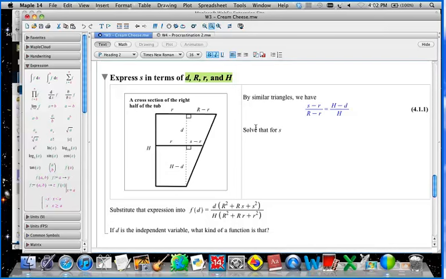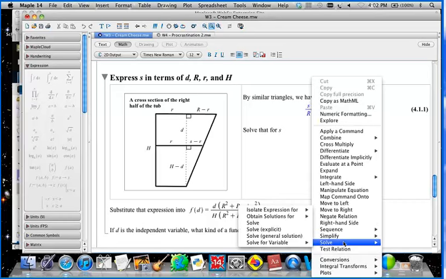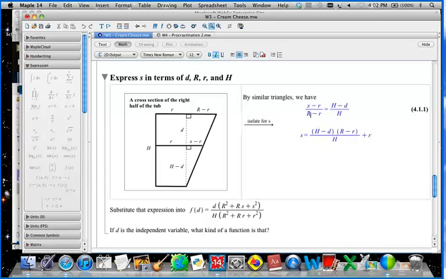By similar triangles, you can see that the base of this triangle divided by the base of the larger triangle should be the same proportion as the height of the smaller triangle divided by the height of the larger triangle. And so what we're trying to do now is solve this proportion for S. You can do this on the board if you want to give the students practice in solving equations like that, but if that's not your main thrust, you can just have Maple do it. Let's have this solve. We're going to isolate the expression for S. And there we go. It has solved this for S in terms of H, D, and the two R's.